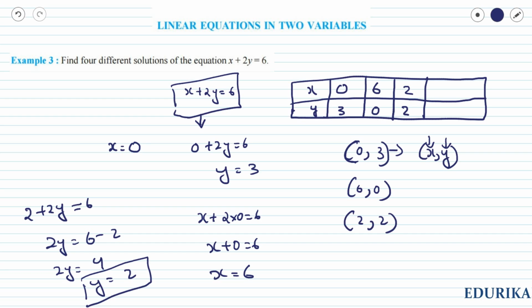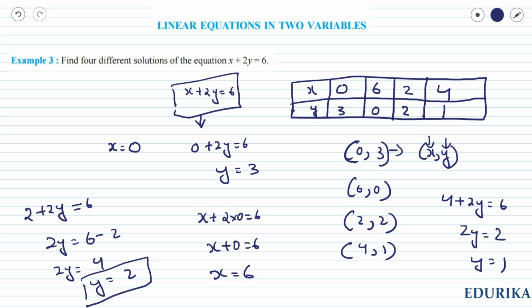Now let's put the value of x to be 4. If you put the value of x to be 4, 4 plus 2y is equal to 6. 2y is equal to 6 minus 4, that is 2, and y is equal to 1. Okay, so if x is 4, then the value of y is 1, and the fourth solution is 4 comma 1. Okay, so here are my 4 solutions, right?